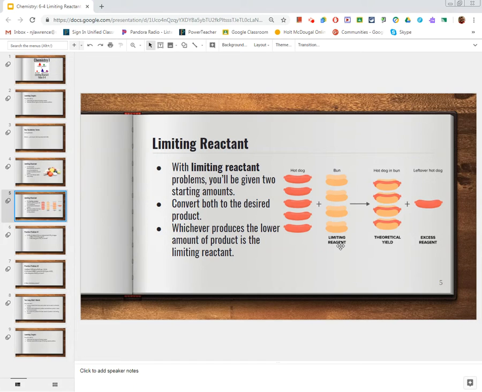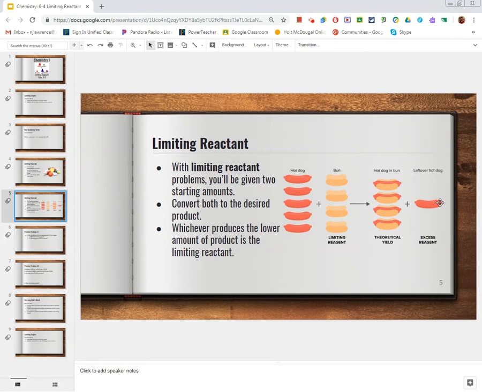So here's a scenario. We have hot dogs and buns. We see we have 1, 2, 3, 4, 5 hot dogs, and we have 1, 2, 3, 4 hot dog buns. So when we look at this problem, we know that one hot dog will go into one bun. And therefore, you can make 4 hot dogs in buns, and you'll have one leftover hot dog.